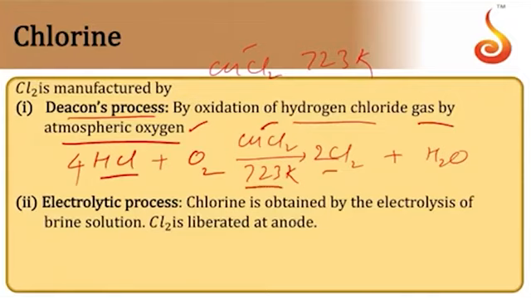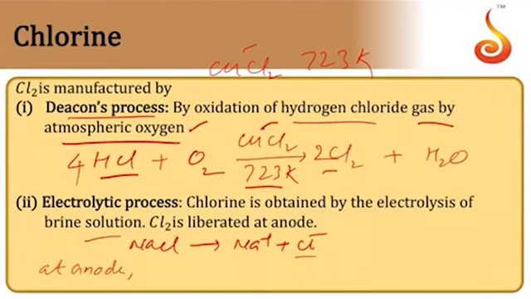One more is the electrolysis of brine, which also gives chlorine gas at the anode. Brine solution, NaCl, gives rise to Na+ and Cl- ions in aqueous solution. Cl- ions, being anions, move towards the anode. So at the anode, Cl- ions undergo oxidation, so liberation of chlorine gas takes place at the anode.